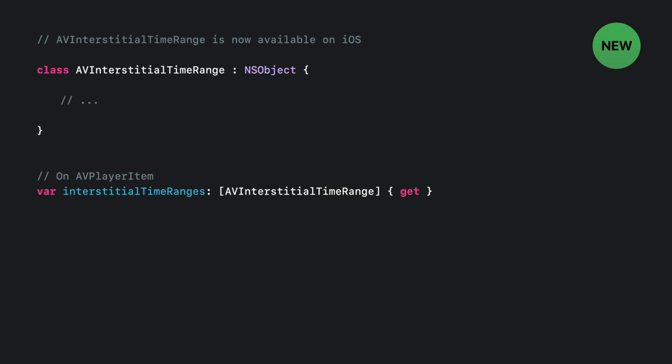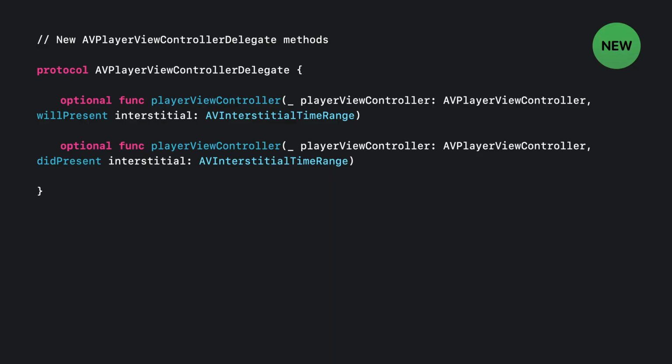Unlike on tvOS, however, interstitialTimeRanges is a read-only property. Interstitials will either need to be defined within the HLS stream or through AVPlayerInterstitialEvents. For those migrating their support from their tvOS apps, this is in essence equivalent to setting translatesPlayerInterstitialEvents to yes. We're also bringing over two delegate methods from tvOS as well. These can be used to know when an interstitial has begun or ended playback.